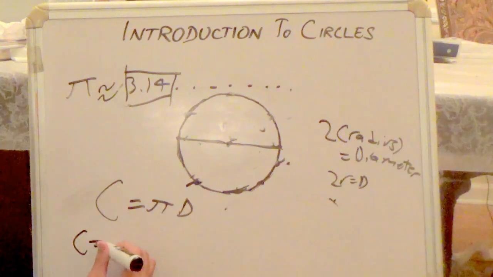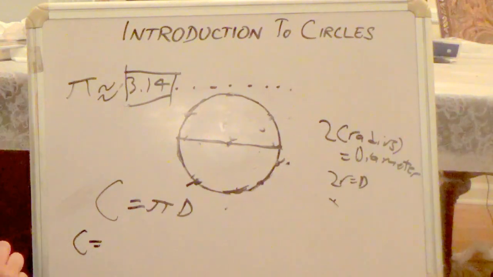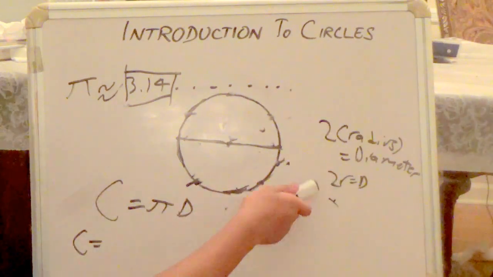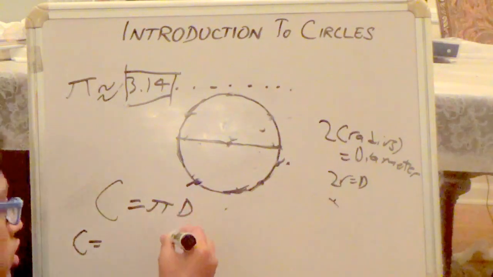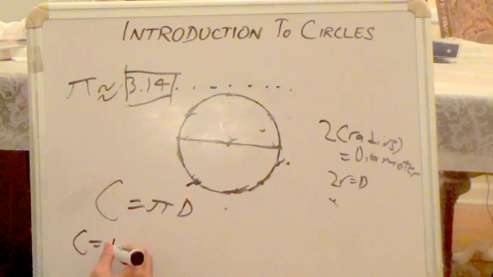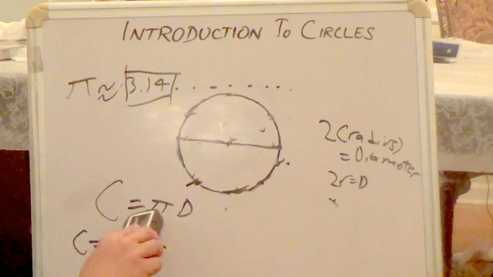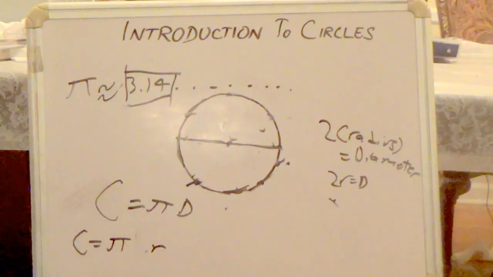The circumference of a circle is also 2 times pi times the radius. The reason it's also 2 times pi times the radius: remember the diameter was 2 times the radius, really important, I said 2r equals d. So if you plug d for 2r, you get pi 2r, and as always you put the constant in front, so you get 2 pi r.